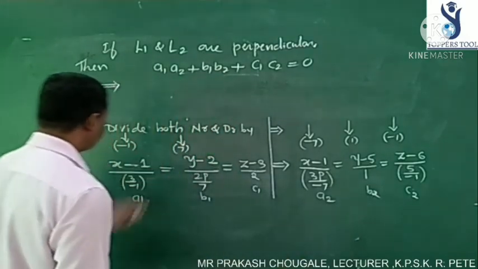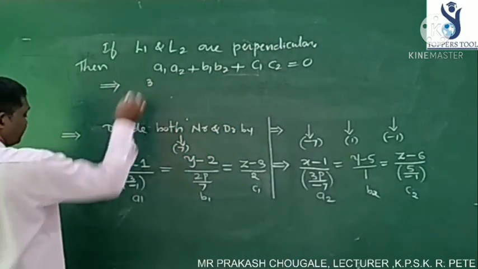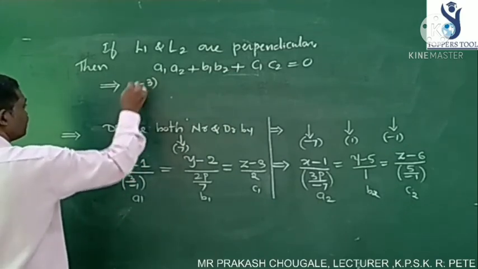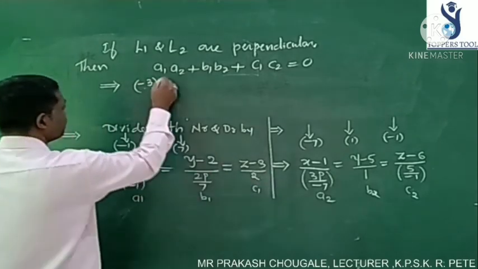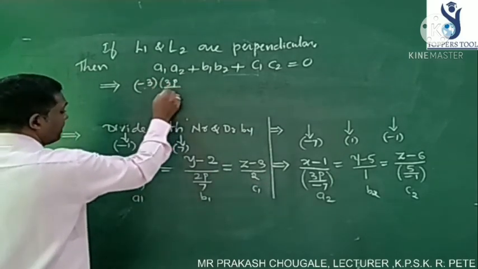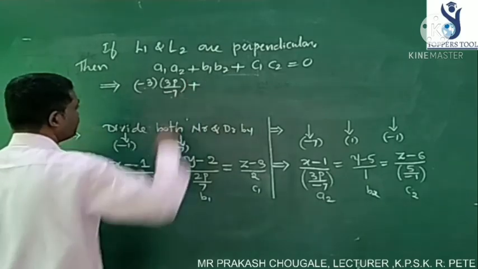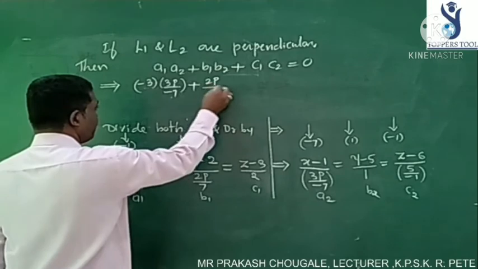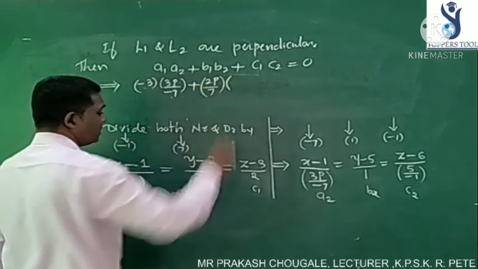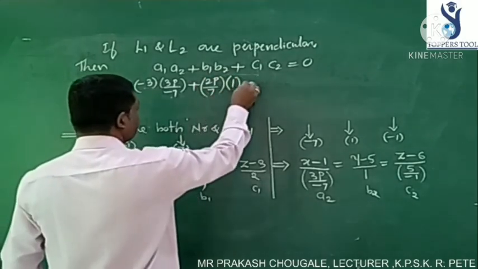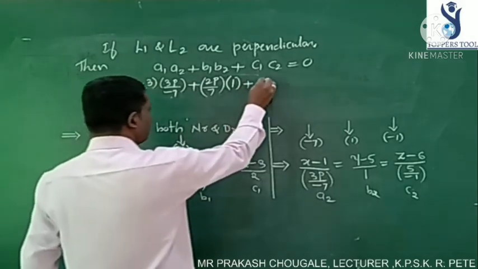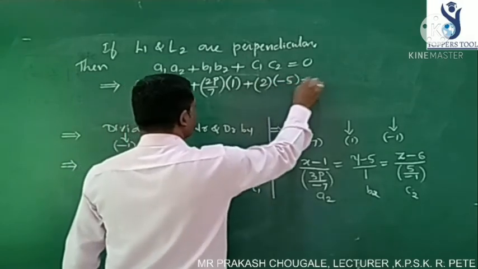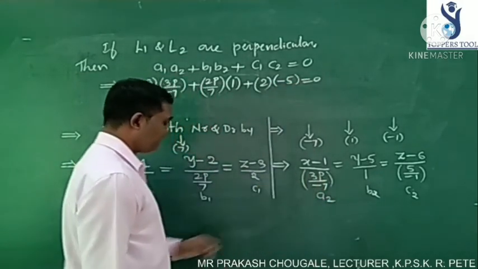Okay, so use them. A1 is 3 by minus 1, you can write minus 3, and A2 is this, 3p by minus 7. B1 is this, 2p by 7, B2 is 1, C1 is 2 here, C2 is, we can write, minus 5. 5 by minus 1 is minus 5.